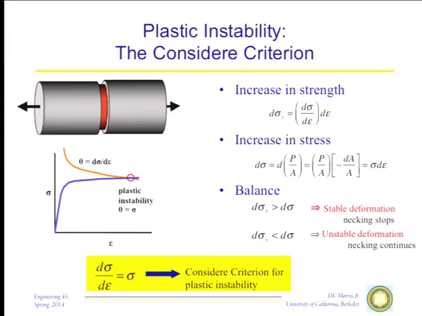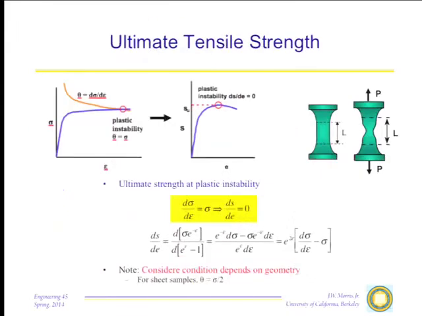We strain the sample until the work hardening rate falls below the applied stress. At that point, plastic deformation becomes unstable. We get necking. Necking leads to fracture. And that's plastic deformation. So this just shows you that everything works out. The ultimate tensile strength: d sigma d epsilon equals sigma, or dS/de is equal to 0.